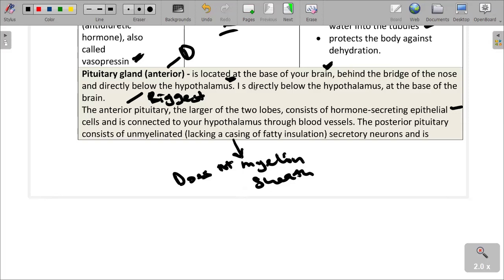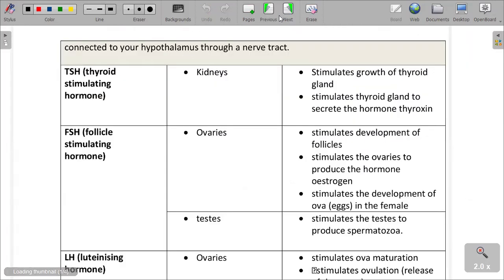So the secretory neurons are connected to the pituitary through the nerve tract. The moment we talk about the nerve tract, we are talking about neurons. When you look at the structure of the neuron, it has the various components that we talked about previously when we were talking about the structure of the neuron.